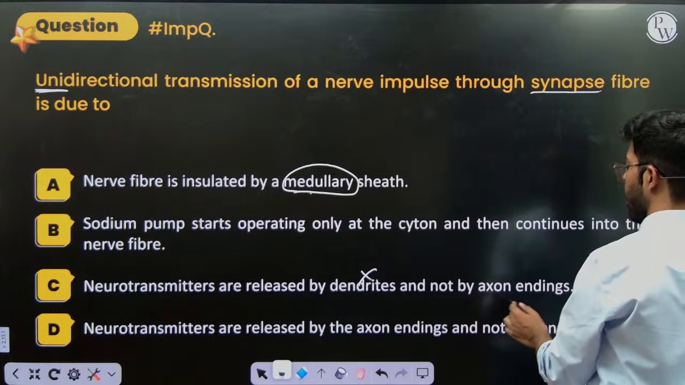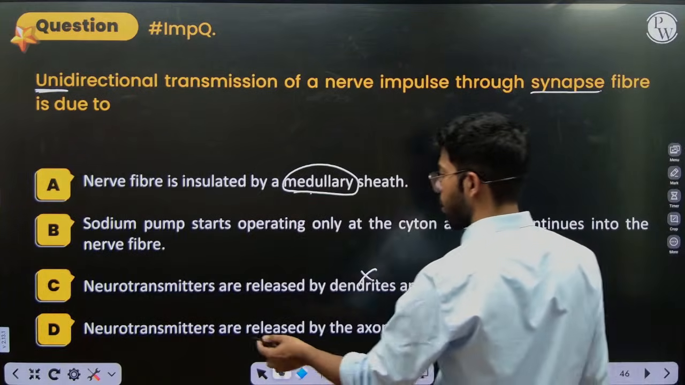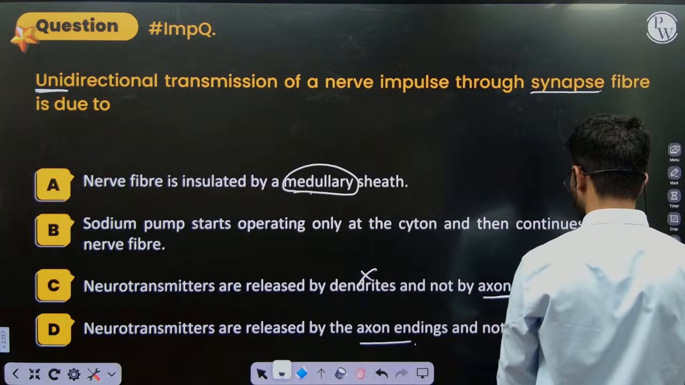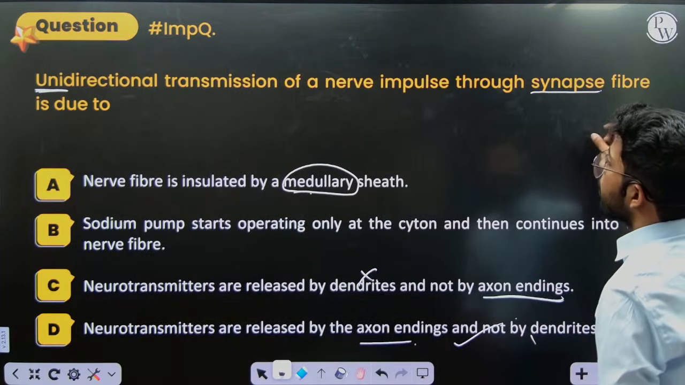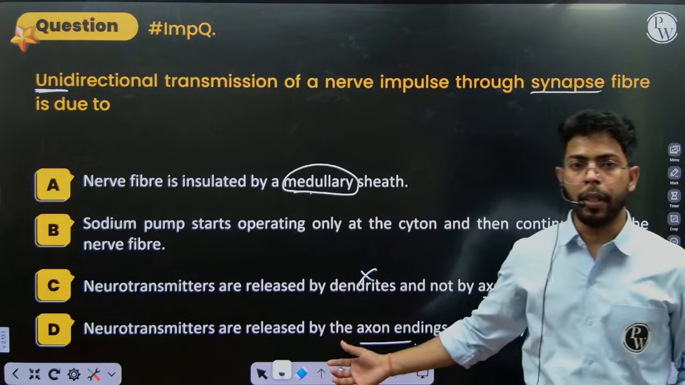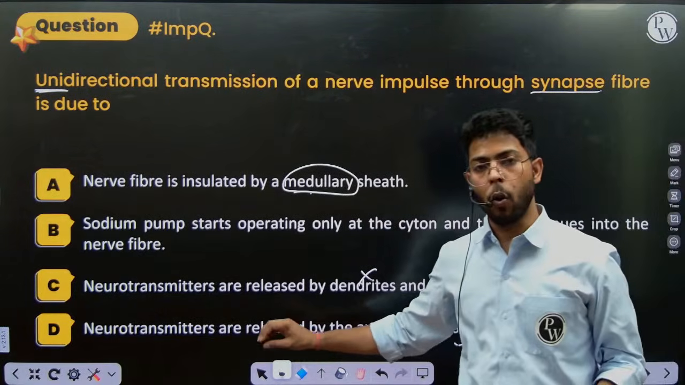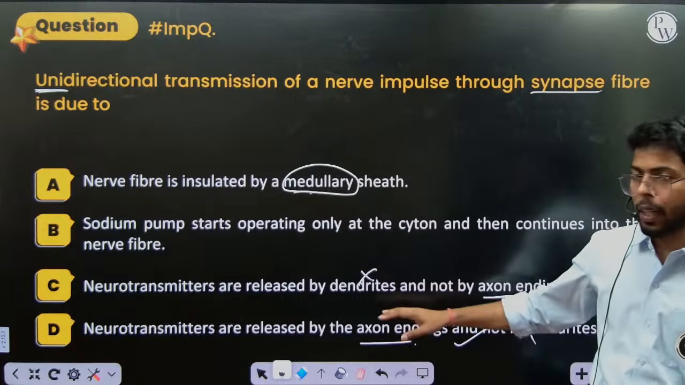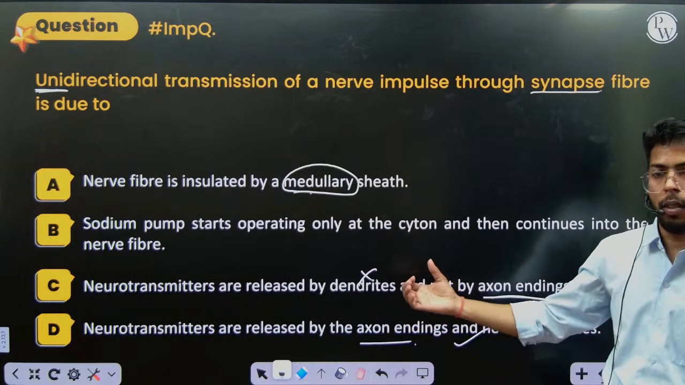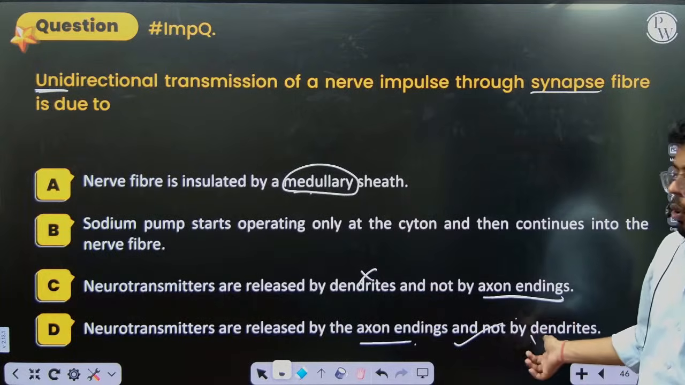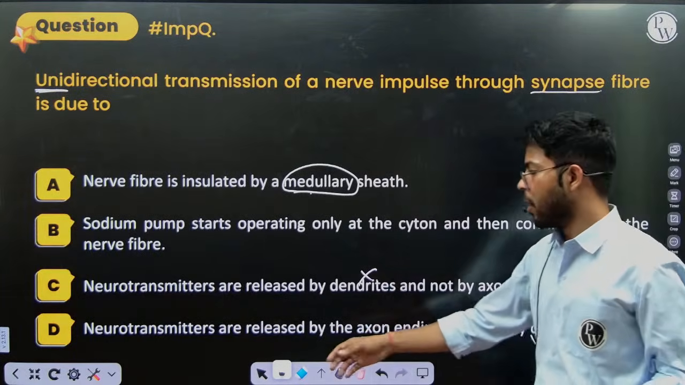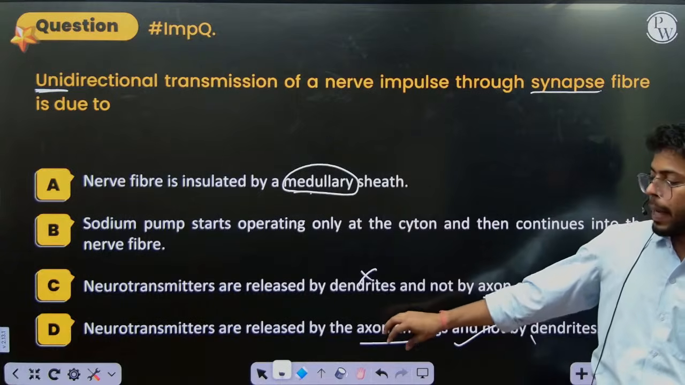Neurotransmitters are released by the axon endings, and not by dendrites. This is the right statement. Because neurotransmitters are always released by these axon endings, that is, the synaptic knobs. And in dendrites there are receptors present, not neurotransmitters or any axon endings.